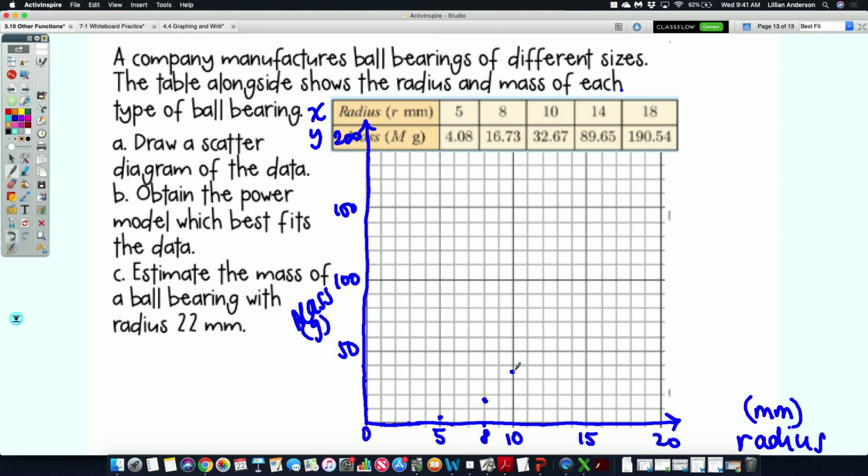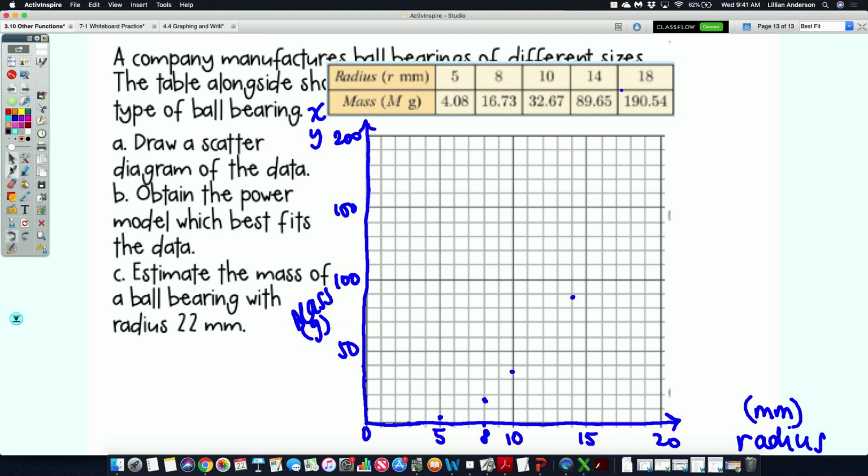14 would be one line before 15. And 89.65 is very close to 90. So I'm right below that 90 line. 18 is 2 before 20. And 190.54 is right above the second to last line. And there's your scatter diagram. Sometimes scatter diagrams are used with X's or little boxes, something other than points. But when we get into statistics, which is after functions, we'll get more into that in depth.